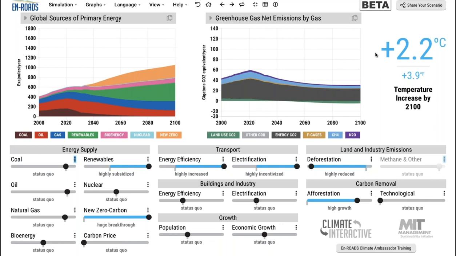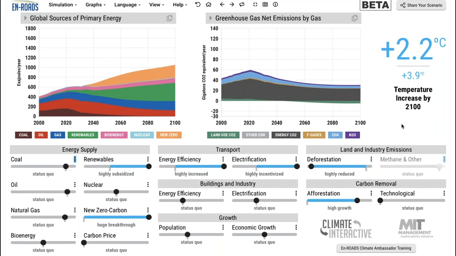If you figure it out, I would love it if you would click share your scenario and tweet it out, share it on Facebook, or send it to us by email, something like that, so that we can see what the next steps were. What were the things that we didn't touch on today? I know carbon price was something that some of you mentioned that we didn't touch on, and I'm sure there are many other things you were thinking about, but we didn't get a chance to get to.